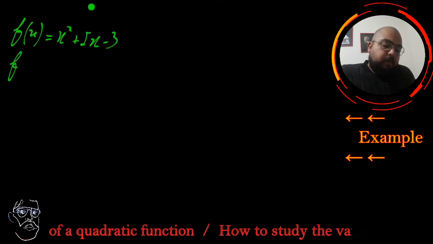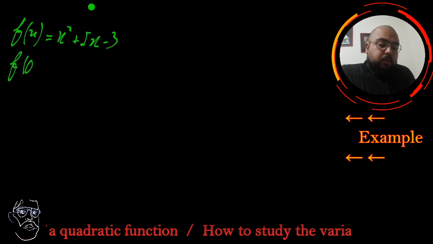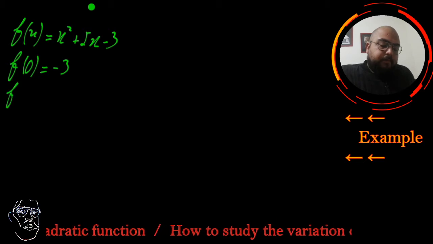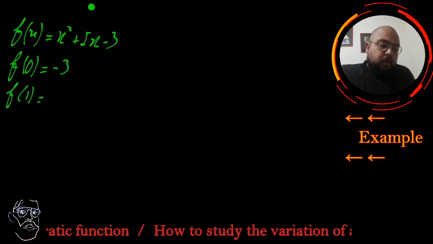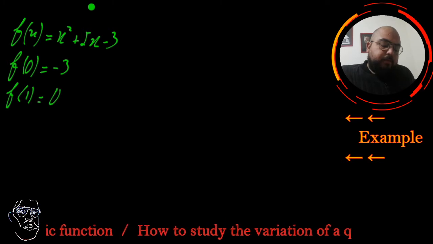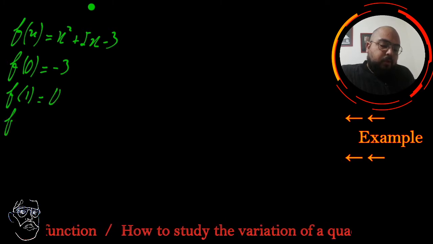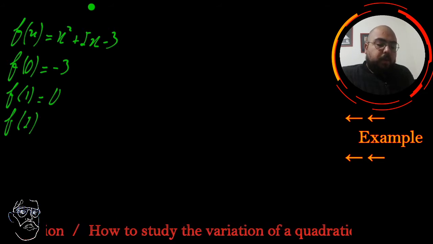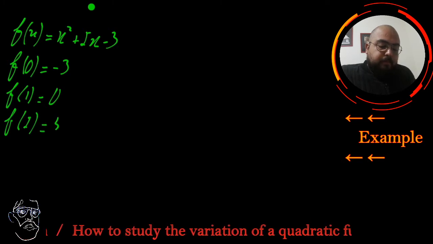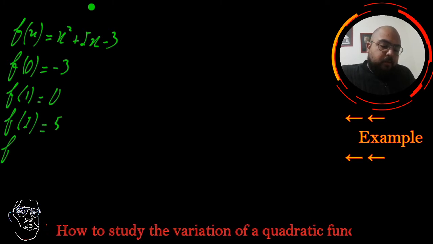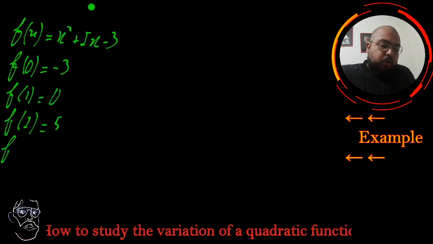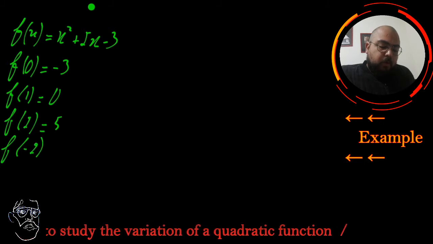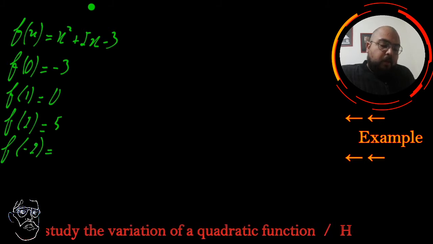Let's say f of 0 will be minus 3. F of 1 will be 0. F of 2 will be 4 plus 4, 8 minus 3, it's 5. F of minus 1 we already calculated. F of minus 2, it will give me minus 3.